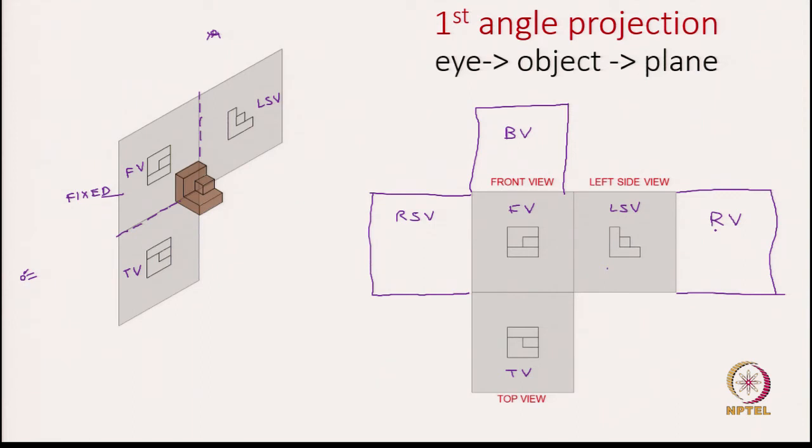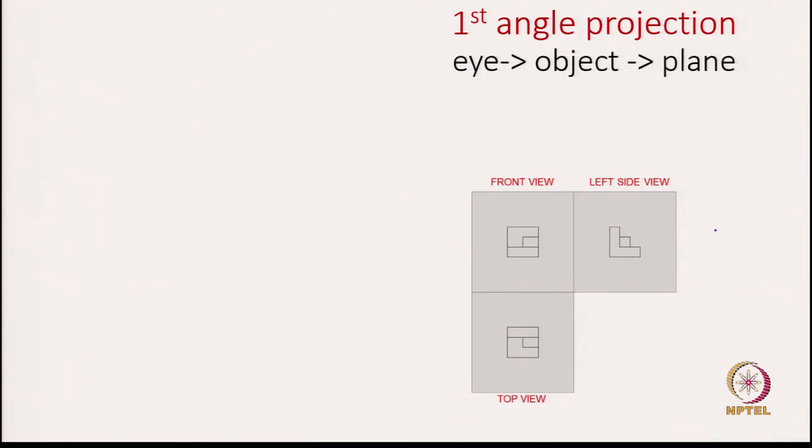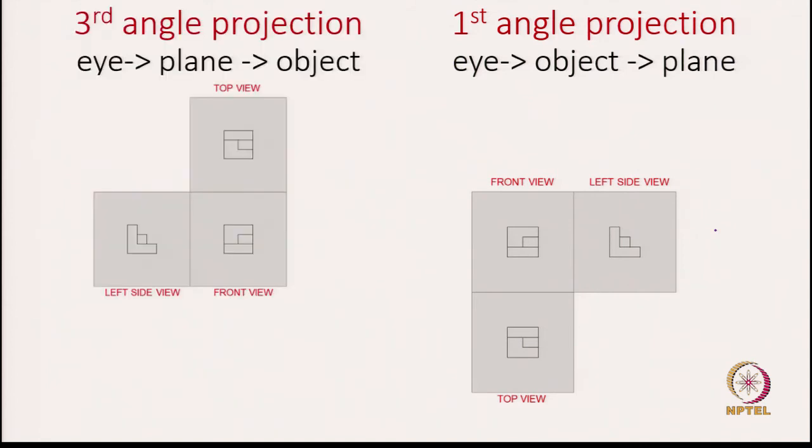Again I try to repeat that things are a little counterintuitive in the first angle projection, because the top view goes below the front view, similarly with the left side and the right side views. Talking about the left side view, you place it to the right of the front view, and for the right side view you place it to the left of the front view. Okay. If there is any confusion, let us try to contrast with the third angle projection, so that you can see the big picture in one single slide.